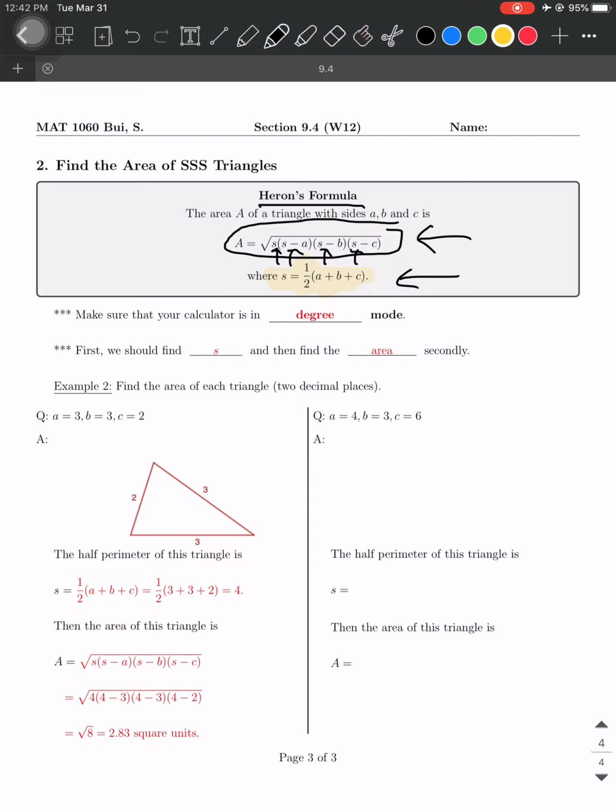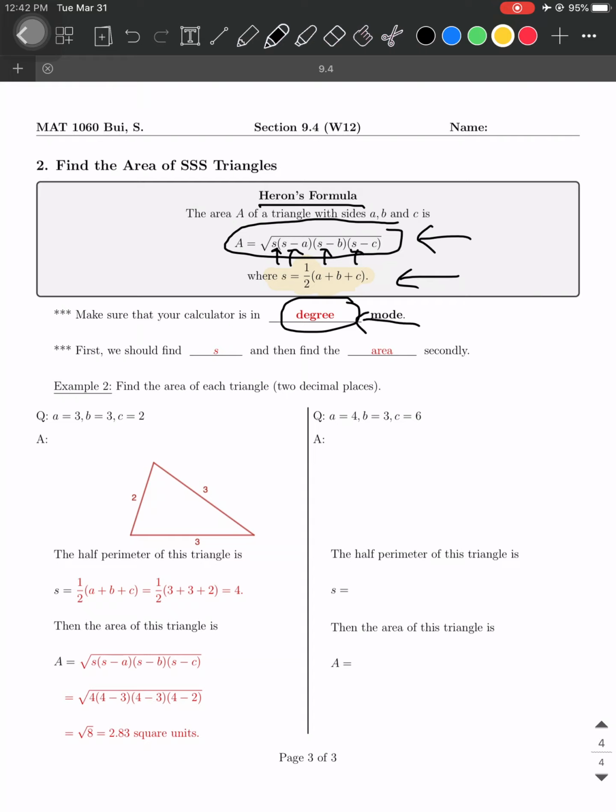Okay? And just another heads up is to make sure your calculator is also in degree mode in here. So again, whenever it comes to solving for a triangle, when it comes to using a lot of sines, a lot of cosines, or the area of the triangle, make sure your calculator is always in degree mode.